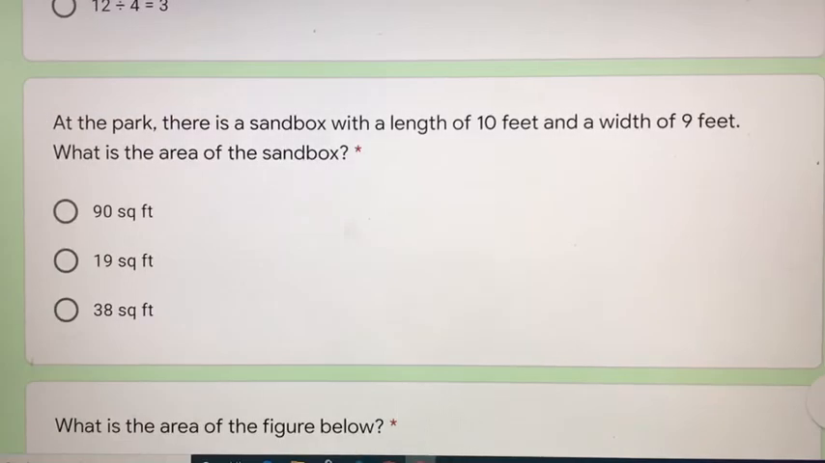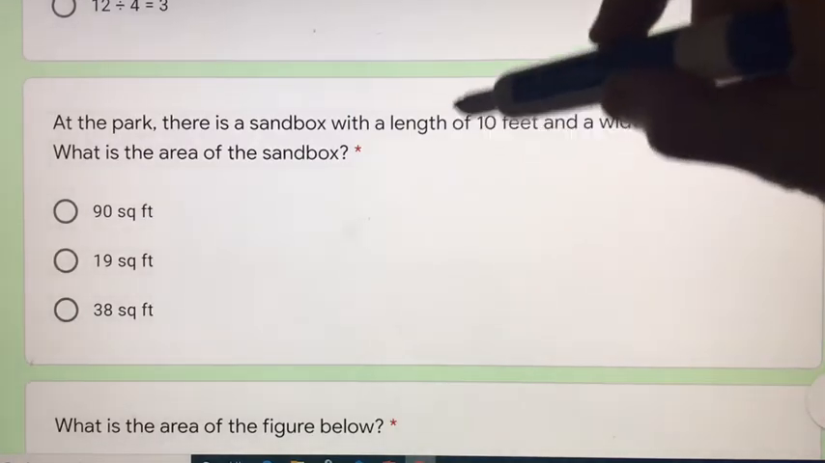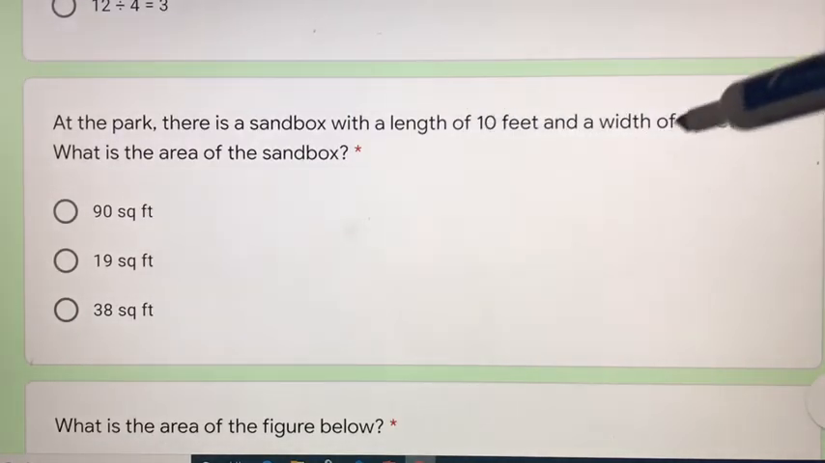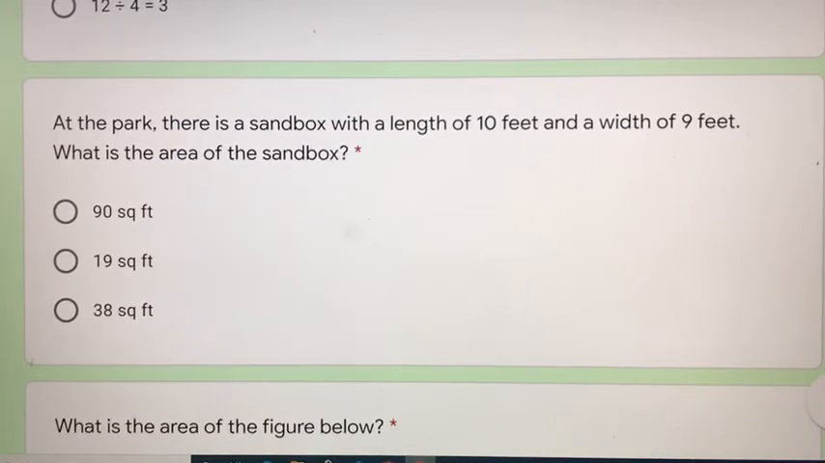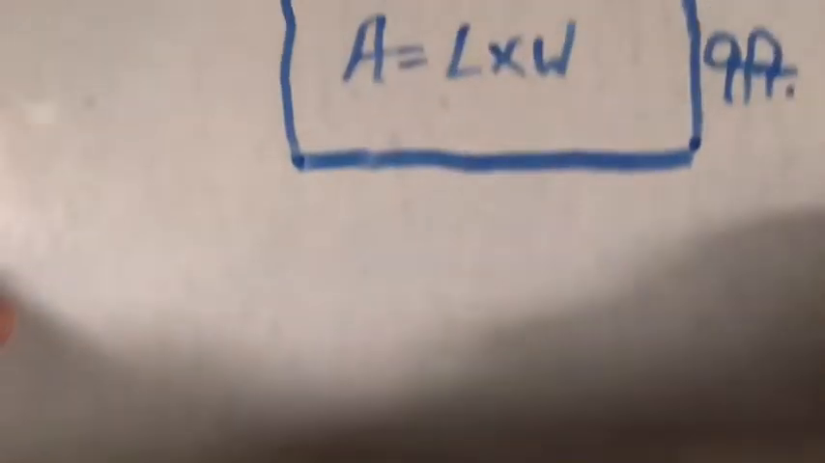All right, problem number 3. It says, at the park there is a sandbox with a length of 10 feet and a width of 9 feet. All right, so our key numbers are 10 and 9. What's the area of the sandbox? Now remember, area equals length times width. So let's look at our picture here.